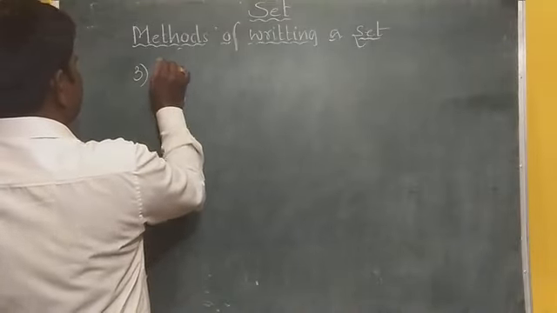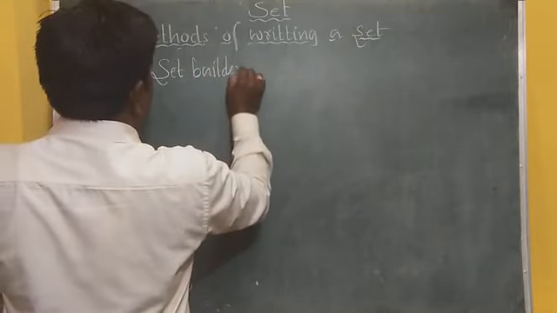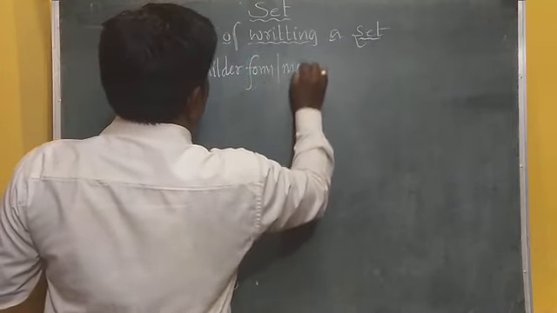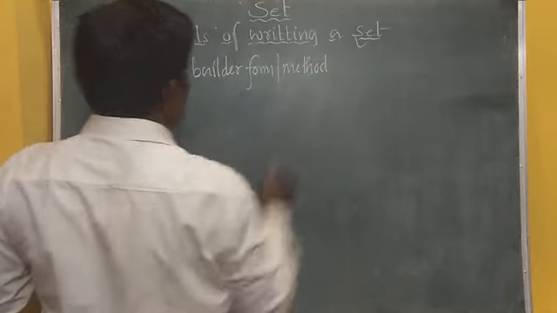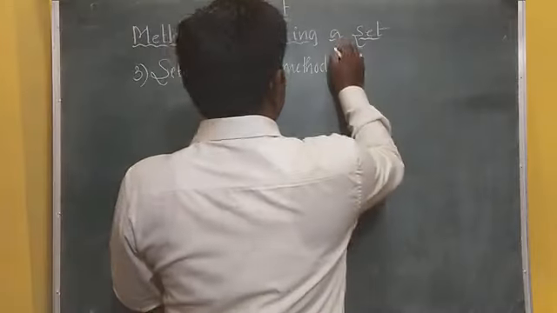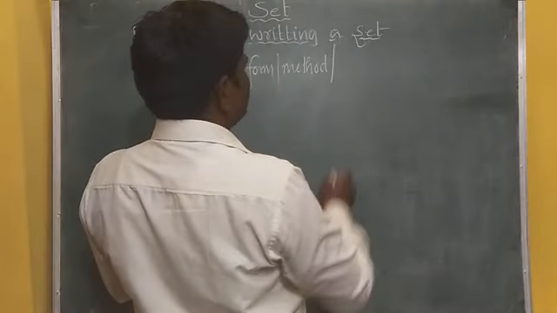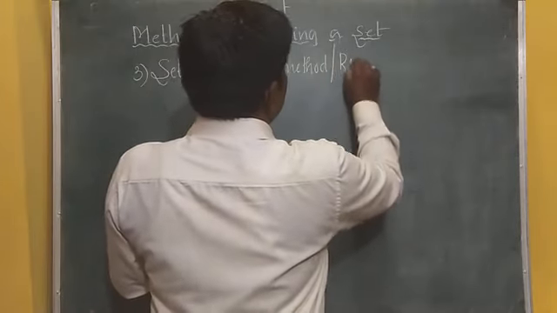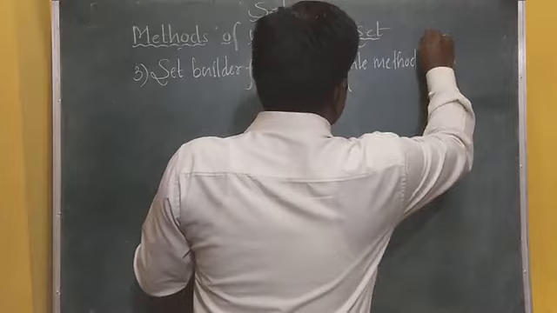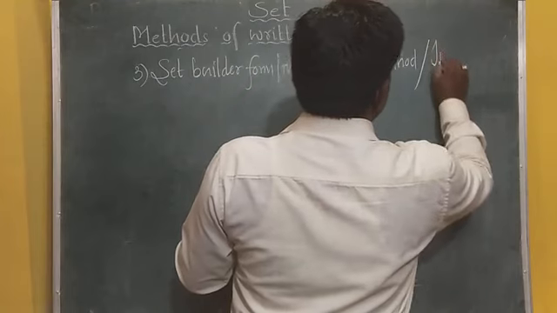The third method of writing the set is the set builder form, or method. See, the set builder method has another name. As I told you, different people will call them by different names. The set builder form or method is also called the rule method. Yes, in school you used this name, right? It is also called, in CET books and all, the implicit method.